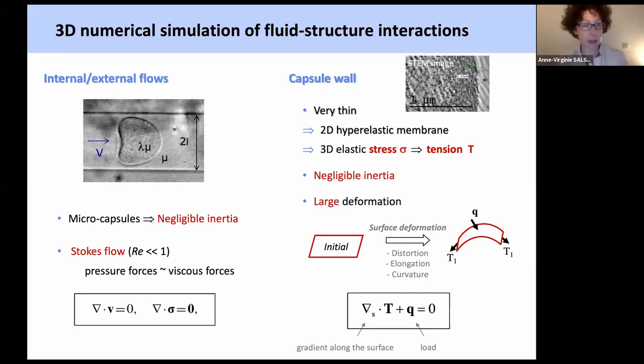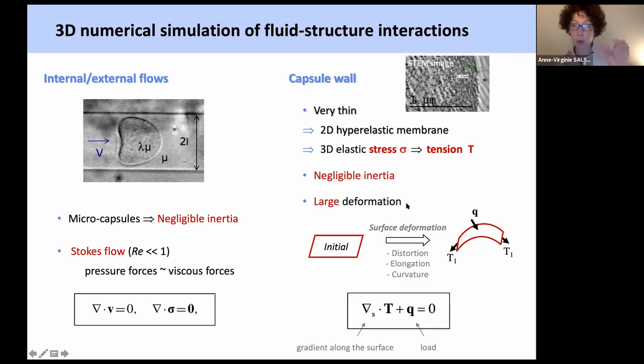And that was for a capsule that was 50 microns in radius, so 100 in diameter. So the ratio between the thickness and the radius or diameter is still very small. So we're dealing with a very thin structure. And because of that, we can neglect the thickness or integrate over the thickness. And so we will speak in terms of tension T and not stress, because we will integrate the stress over the thickness and speak in terms of tension.